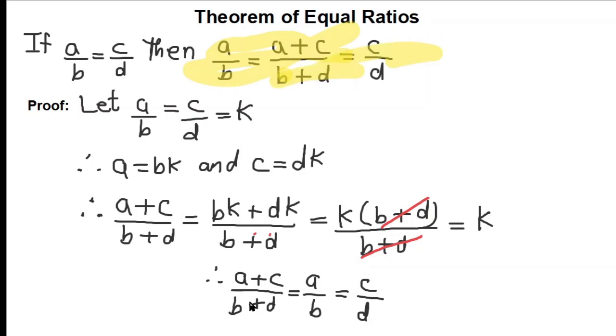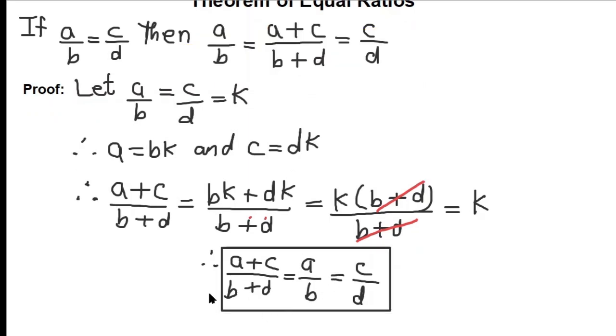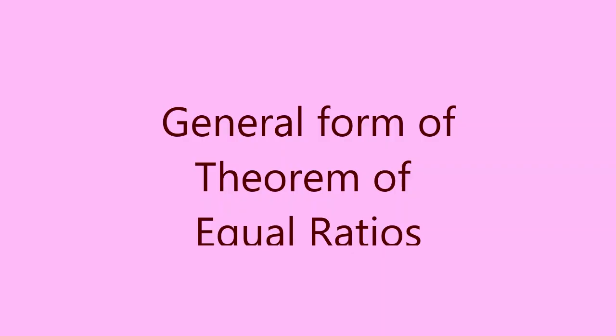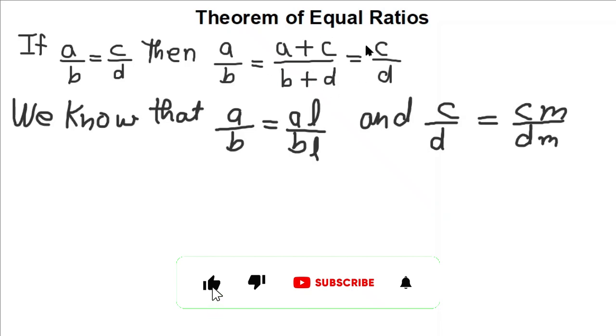We have got the answer here. Okay. So this is the final answer. Therefore, a plus c upon b plus d is equal to a upon b is equal to c upon d. Okay. So this is called the theorem of equal ratios. Okay. Now we will see the general form of theorem of equal ratios. Now we will see the general form of this theorem.